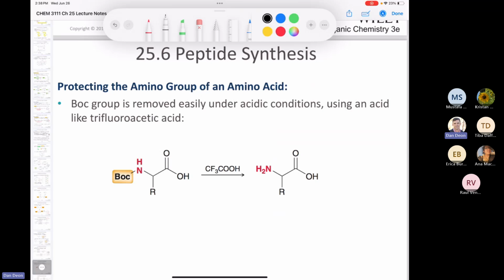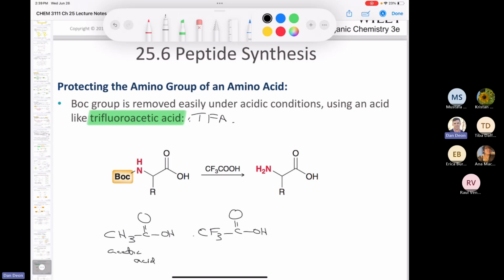Now, if you're wondering, well, at the end, once I do my coupling, I have to remove that protecting group. You're absolutely right. How would I do it? Well, in that case, use trifluoroacetic acid. And the acronym that we use for that is TFA, right? You all know CH3CO2H is acetic acid. If I replace the 3 hydrogens on the methyl group with 3 fluorines, then I get TFA, trifluoroacetic acid. And it's a much stronger acid than acetic acid because of what? Inductive effects, right? The electron withdrawing ability of the fluorines.